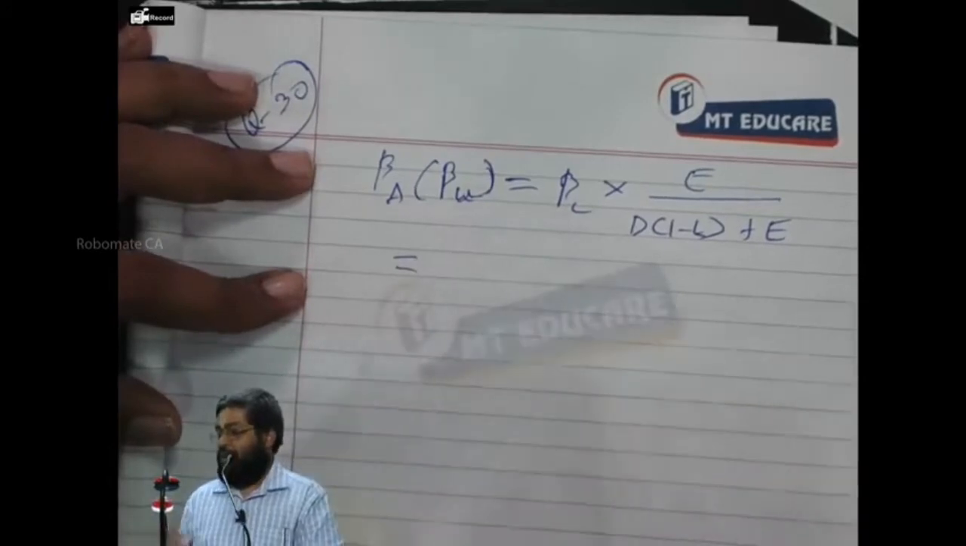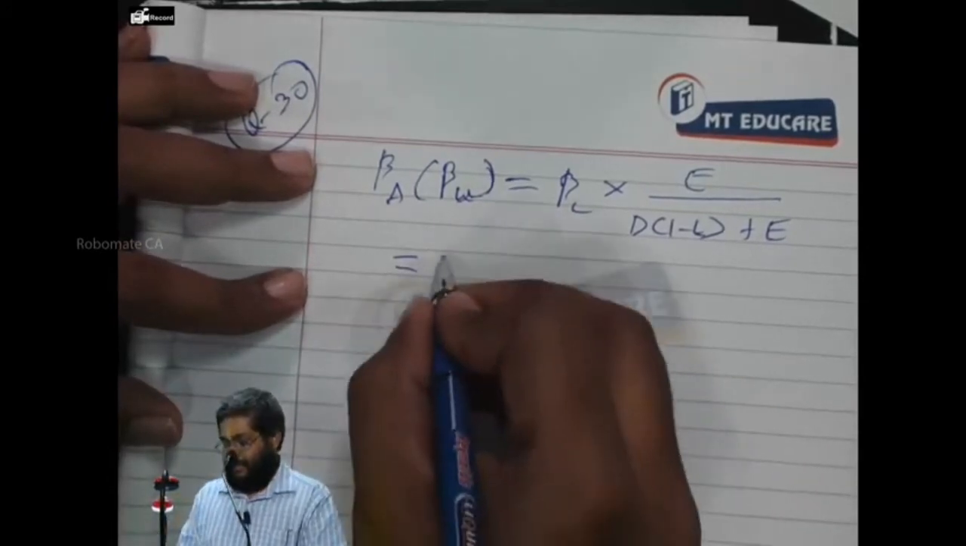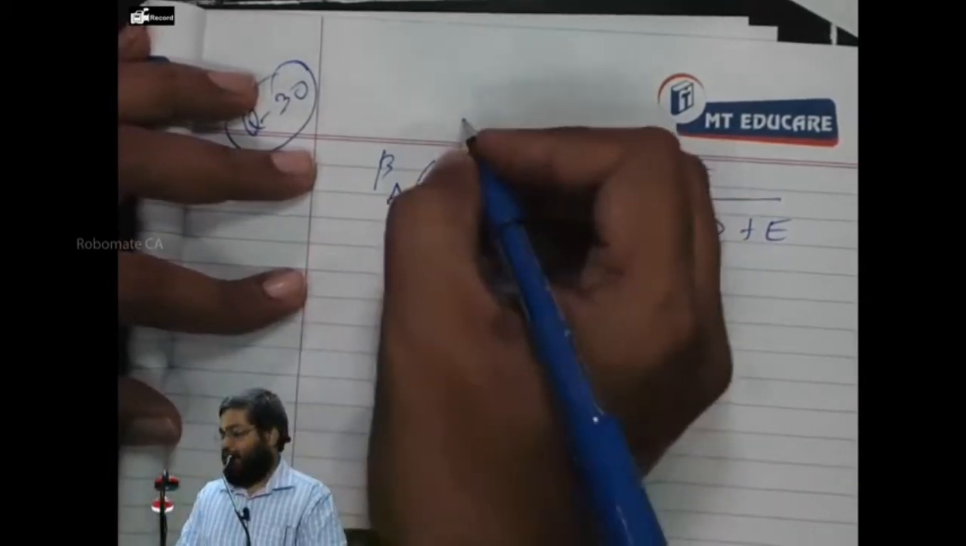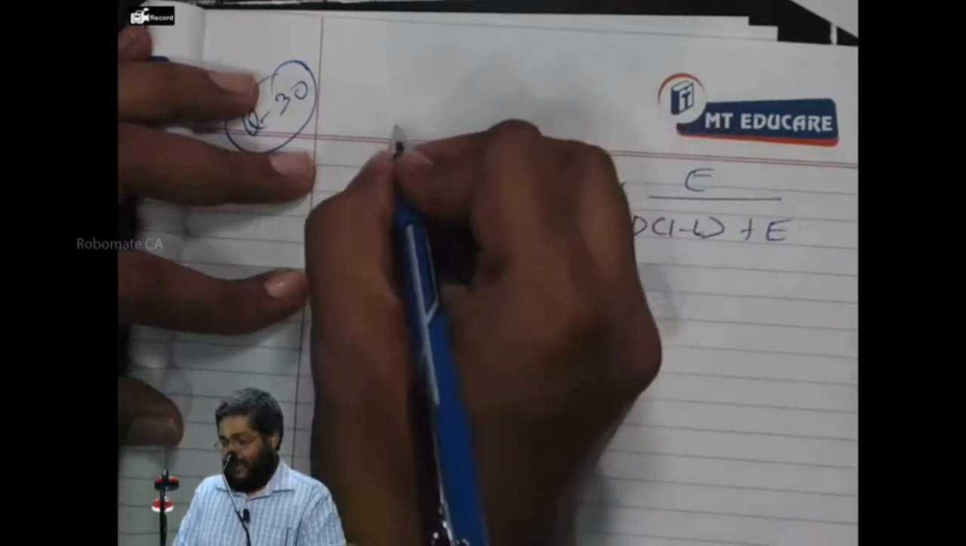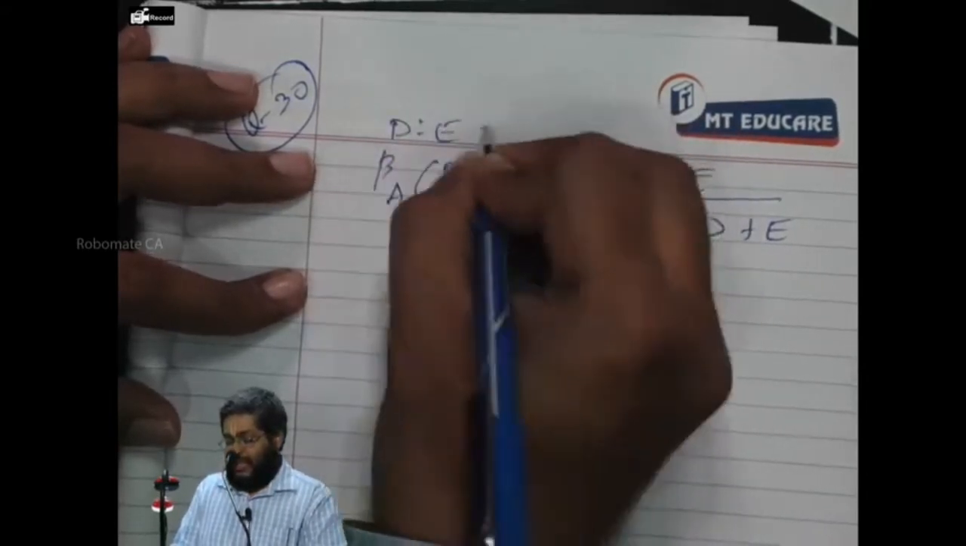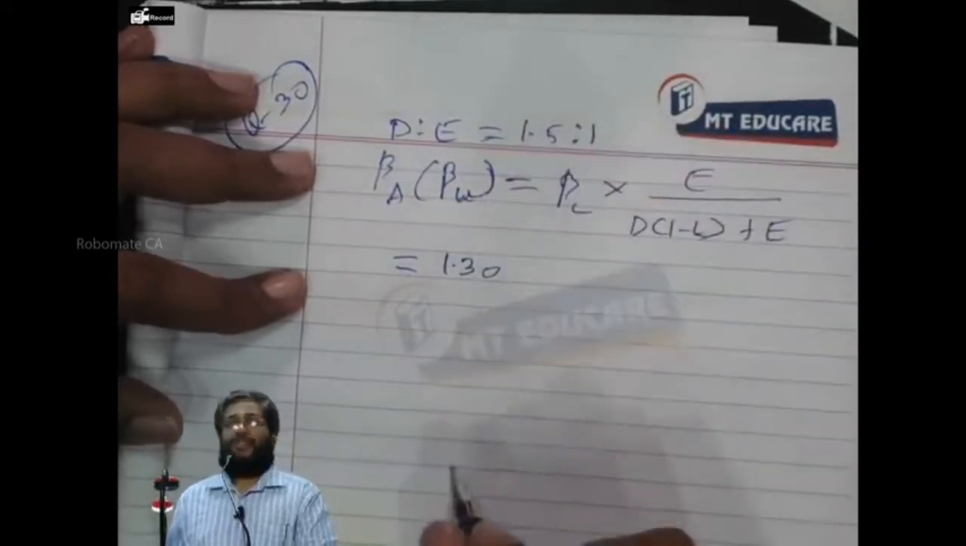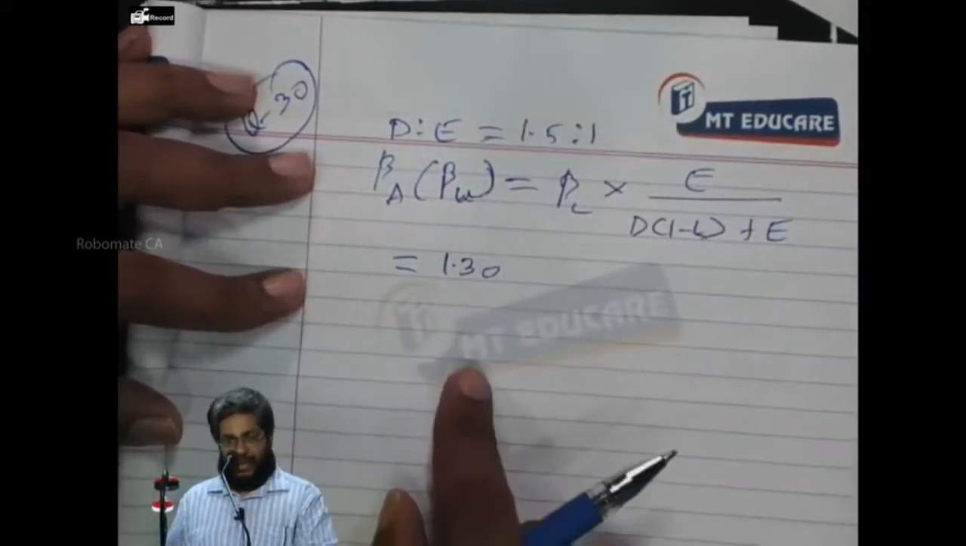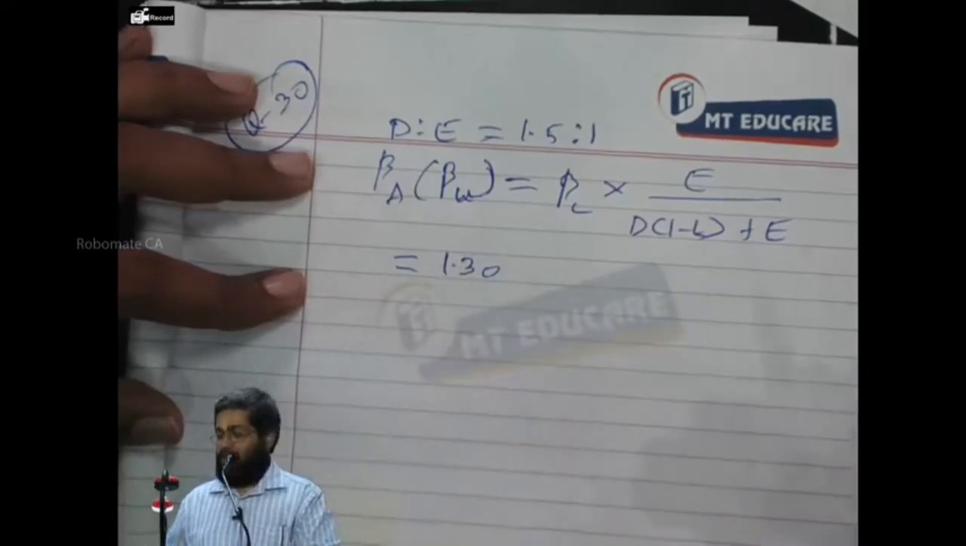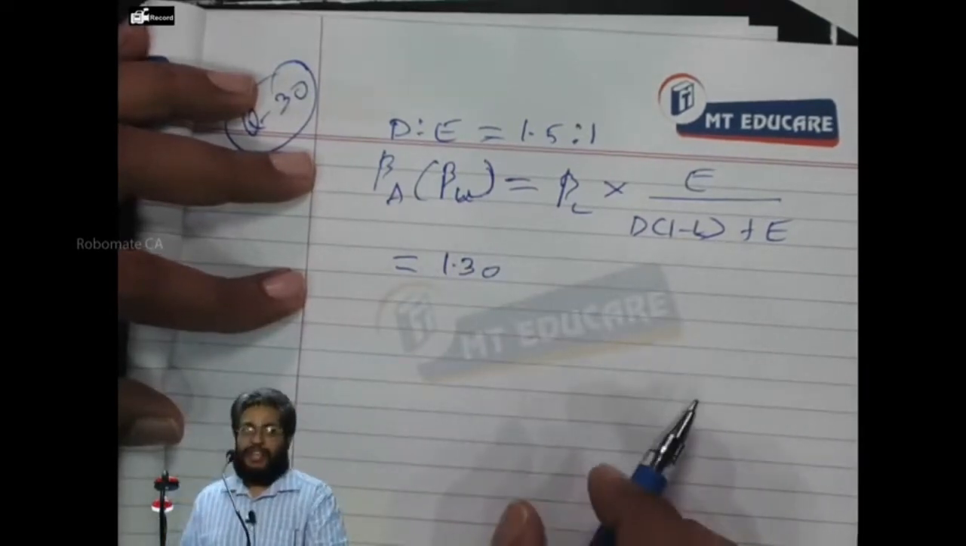Can I proceed above? Now, tell me, what is the levered beta? 1.3. Before that, I forgot the debt equity ratio, the term D to E, which is equal to 1.5 to 1. Write it like this, otherwise you will make a mistake. Debt equity is 1.5 to 1.